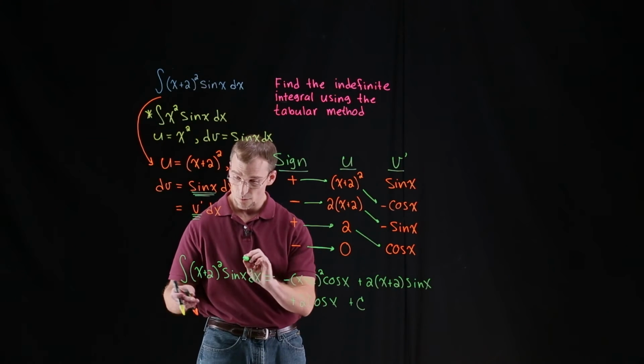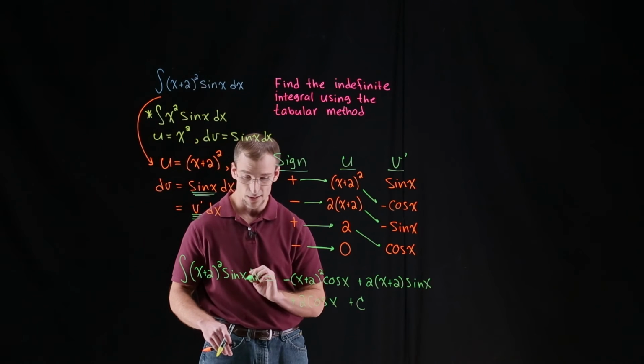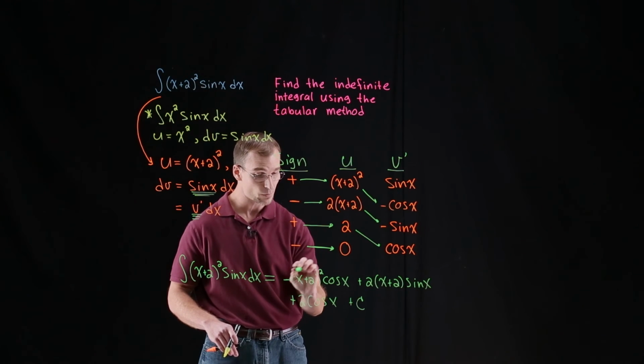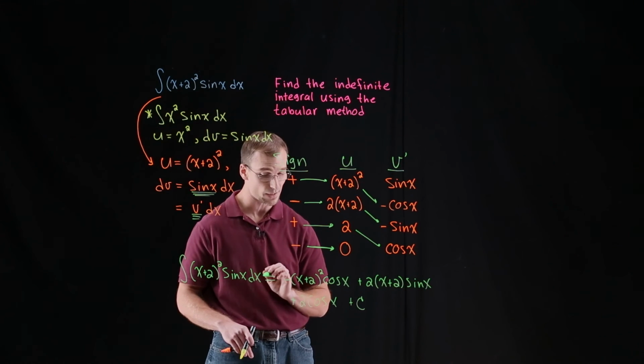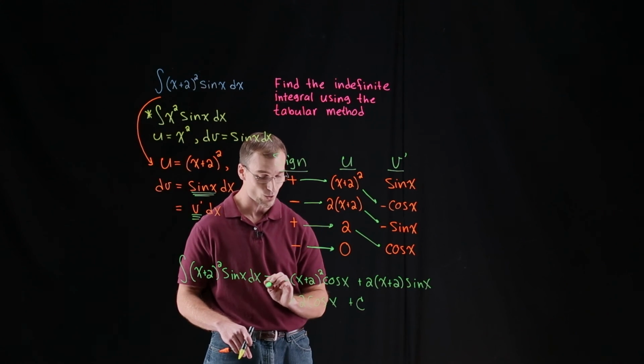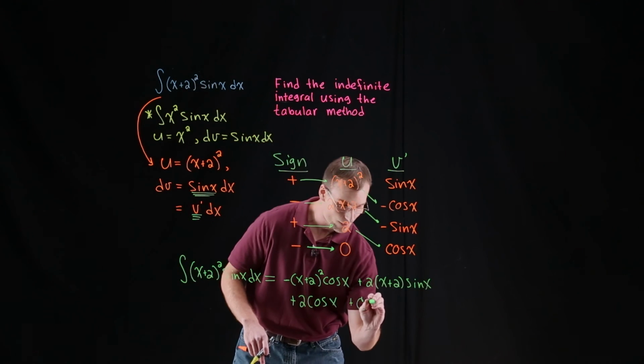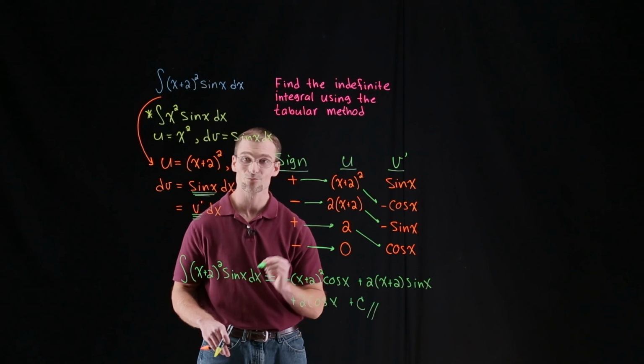So the antiderivative of our quantity x plus 2 squared times sine of x is equal to negative x plus 2 squared times cosine of x, plus 2 times x plus 2 times sine of x, plus 2 cosine of x, plus c. So there we go. Thank you very much.